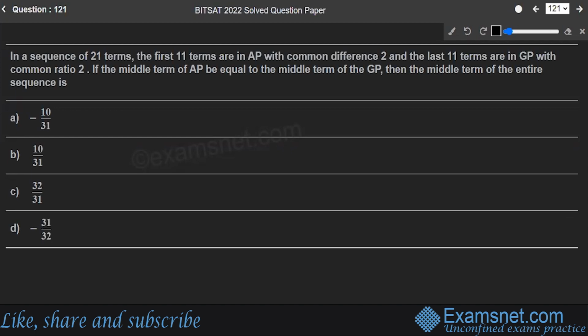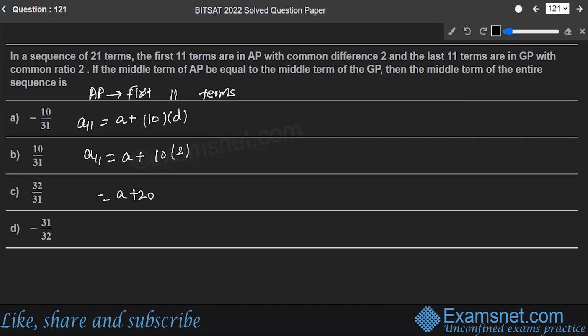You first of all have an AP of the first 11 terms. So the 11th term will be given by the first term plus 11 minus 1, that is 10, into D. So the 11th term is equal to the first term plus 10 into D, where D was equal to 2. So this is equal to A plus 20.